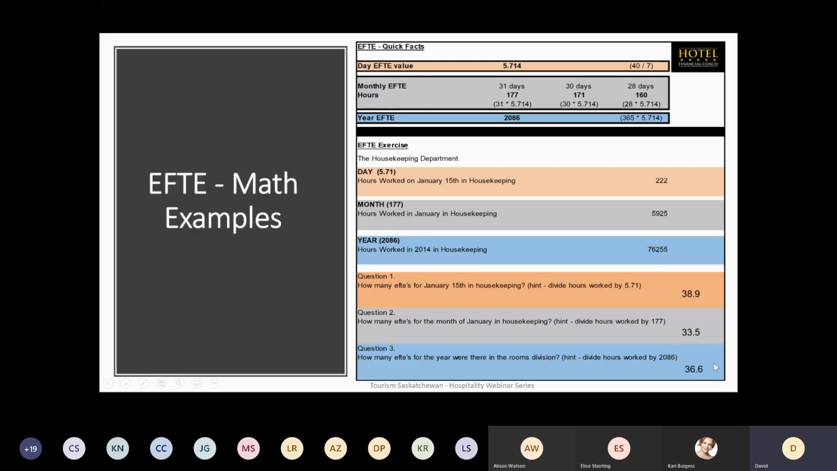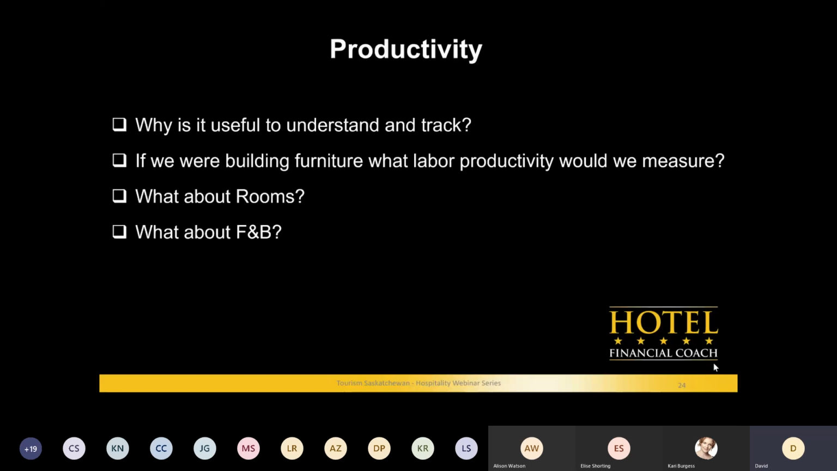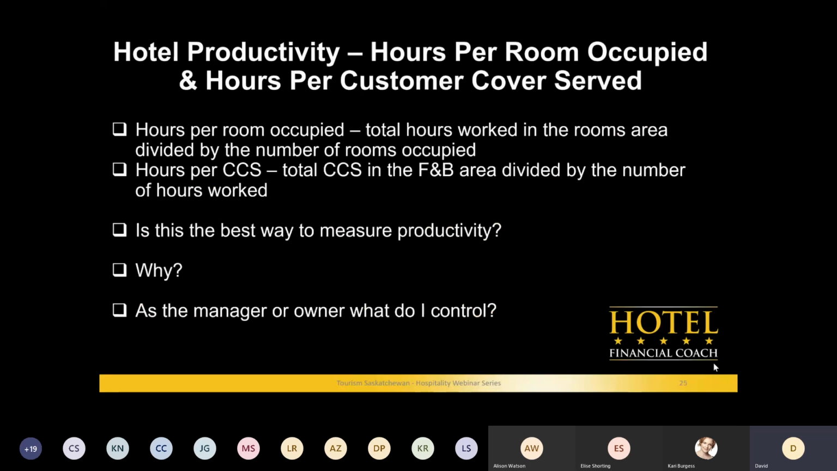Okay, moving along, we're going to talk about productivity. Why is it useful to understand and track? Well, in this scenario, if we were building furniture, we would want to know how many hours it takes to make a table, how many hours it takes to make chairs, so that we can properly price these things, so that we can track our productivity. But what about rooms, and what about food and beverage? Well, in rooms, we want to measure the hours per room occupied, and in food and beverage, we want to measure the hours per customer cover served.